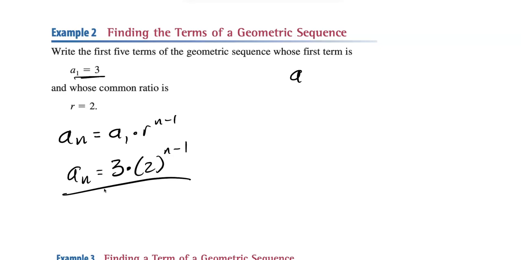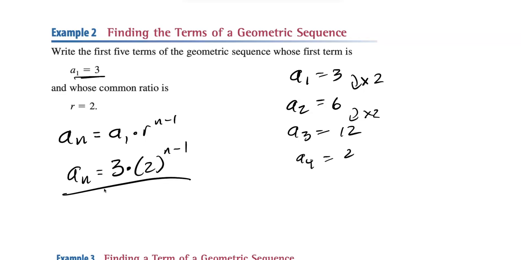Now I could just substitute 1, 2, 3, 4, 5 into this formula to get my first 5 terms. But honestly, just like when we do arithmetic sequence, if you know what the common ratio is, all you have to do is multiply by your common ratio. So times this by 2, so you get 6. Times that by 2 to get the next one. We're going to get 12. A_4 would be 24. And A_5 would be 48. Anytime you know the first term and the common ratio, it's very easy to go up and down the first few terms.